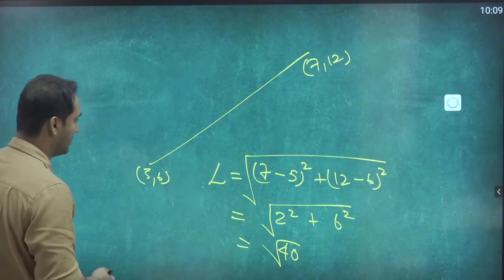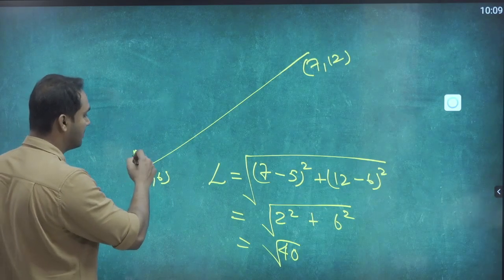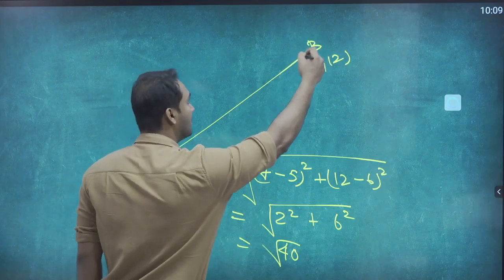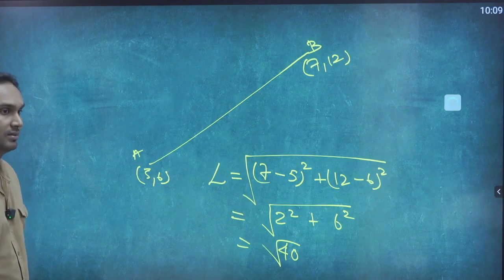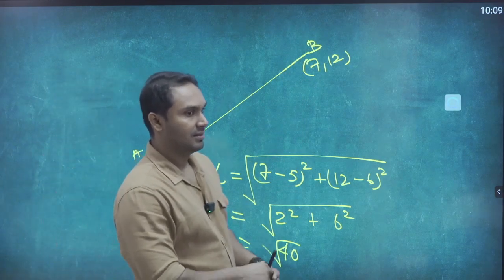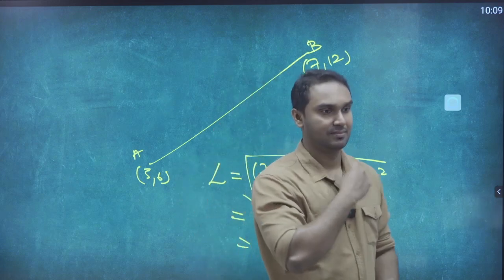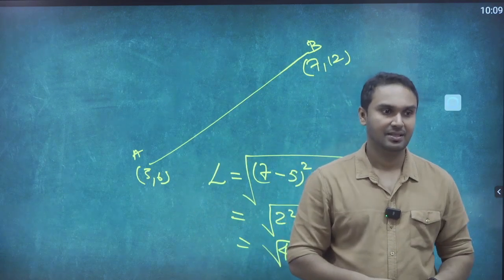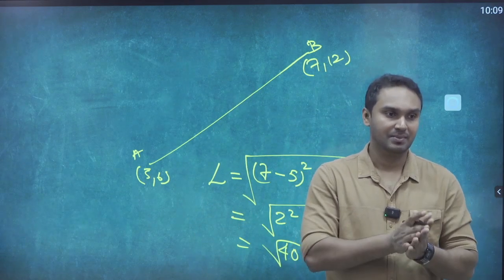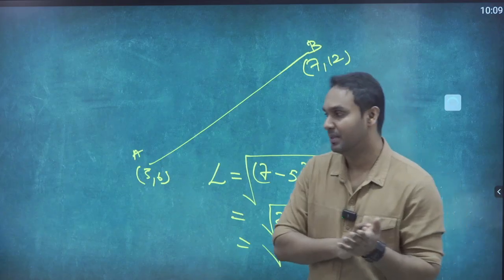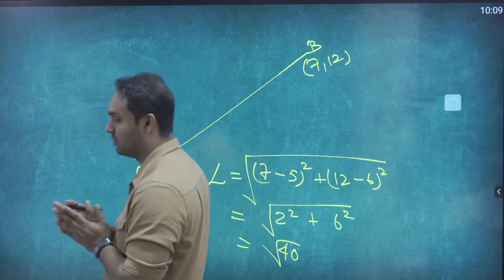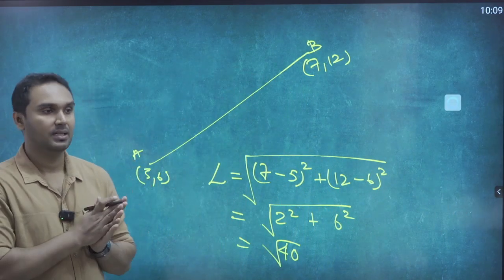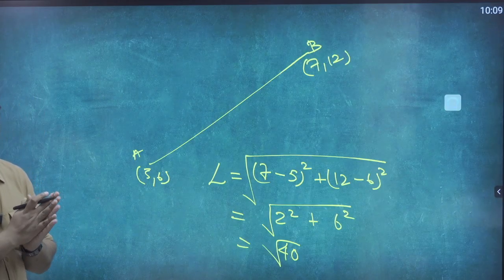So always the shortest length between two of the points will be a what? A straight line, which we call the displacement. The shortest distance between two of the points is always the displacement.